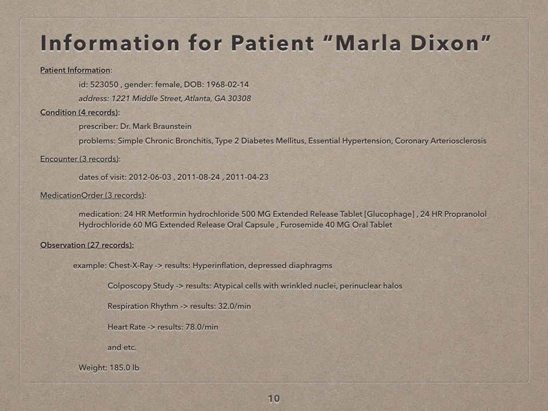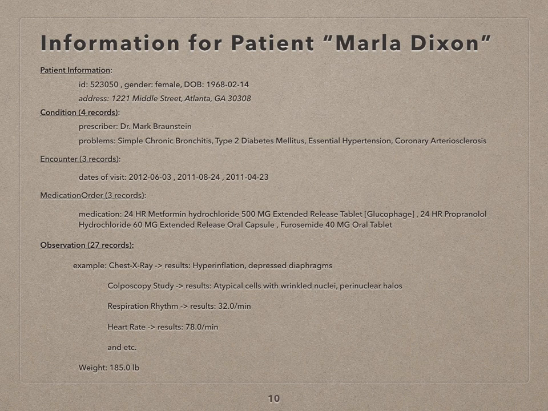I searched for Marla Dixon as a patient and grabbed some information for this patient. I got the patient ID, the address, gender, date of birth, and I found there are 4 records for condition for this patient, and the prescriber was Dr. Mark Brownstein, and 3 records for encounter, which dates of visits were also shown in the records. And she had 3 records for medication order, which I'm showing here in this slide.